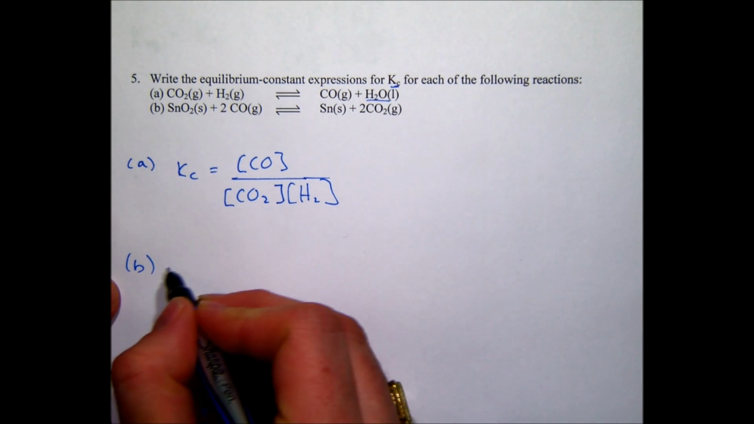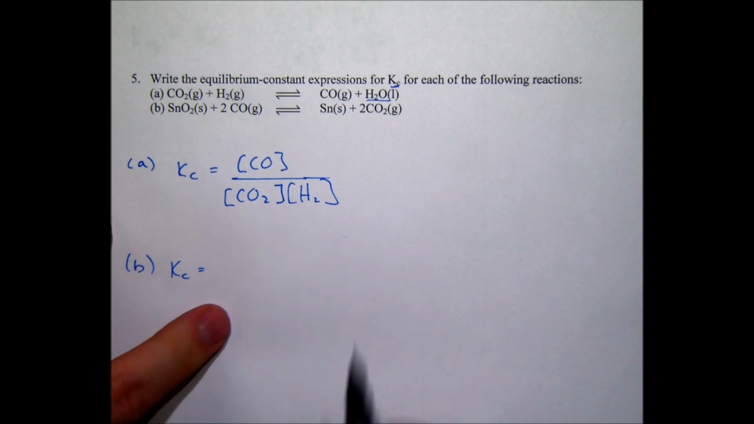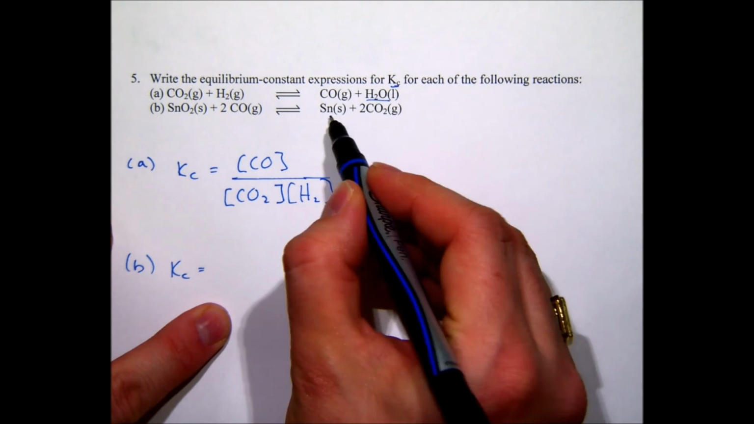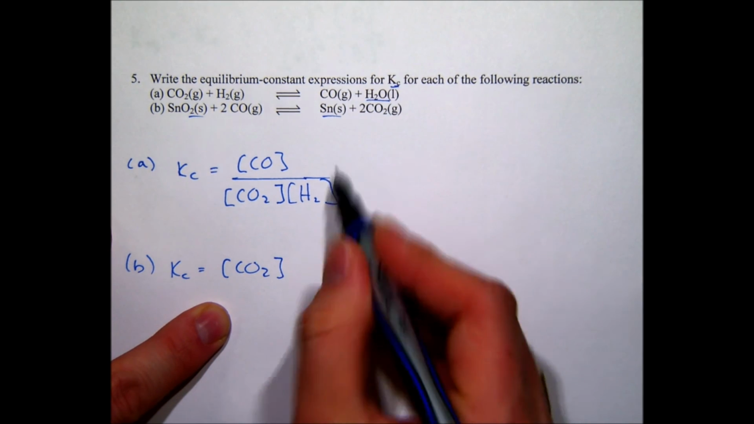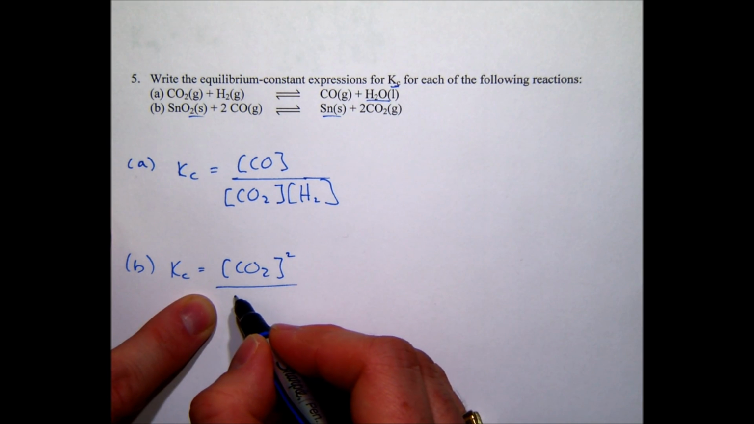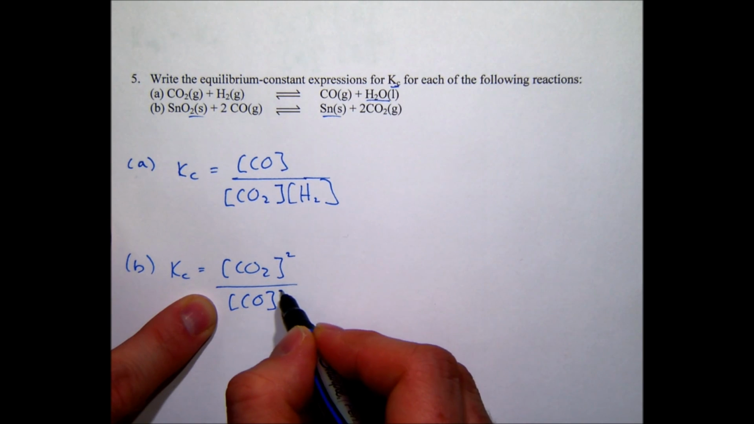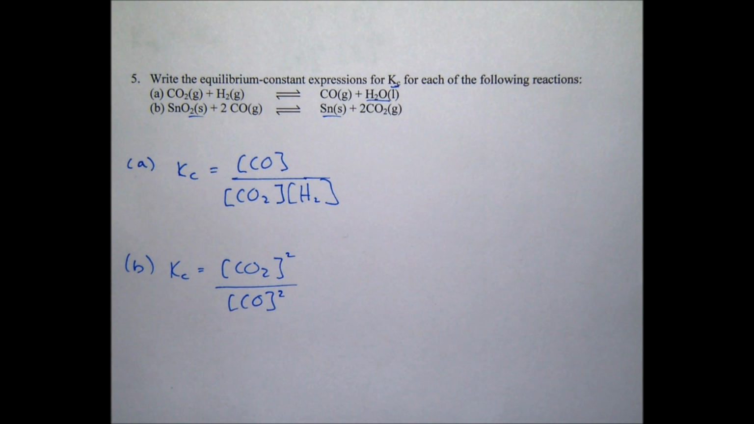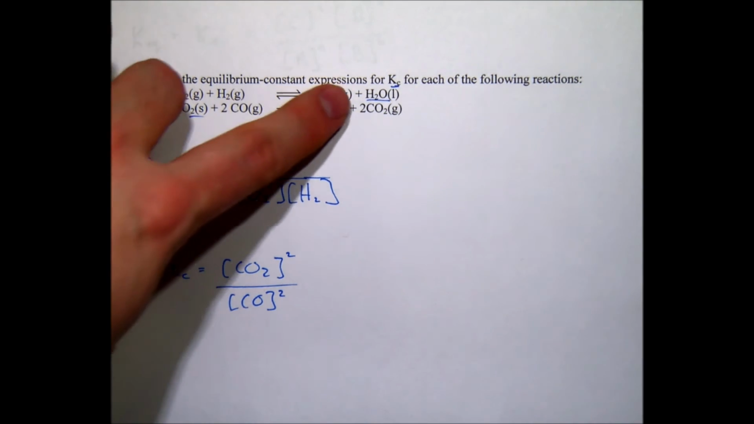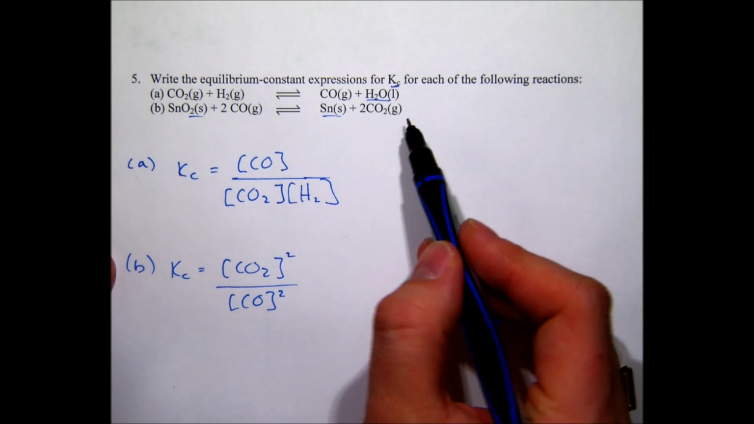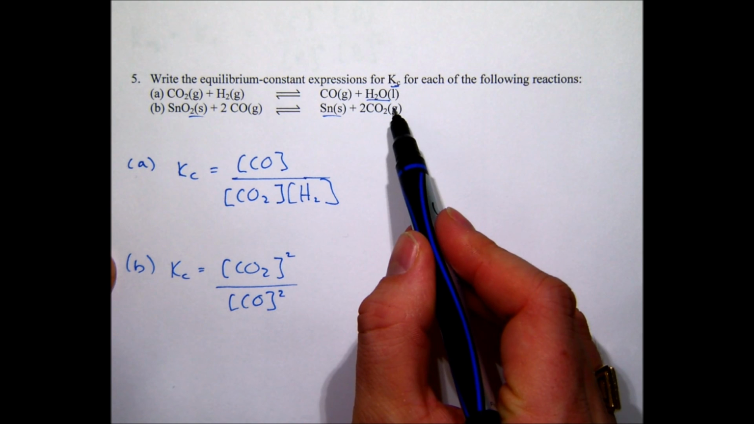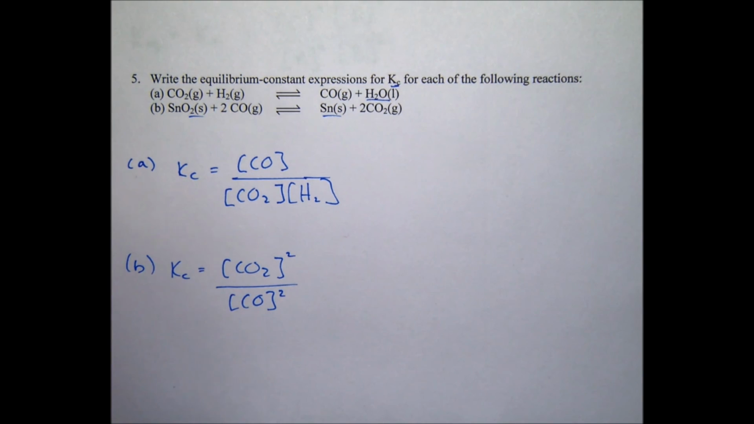For B, Kc is equal to, so I have a solid and I have a solid. So it's the concentration of CO2 raised to its coefficient over the concentration of CO raised to its coefficient. If, for example, you had all your reactants or all your products as a solid, you basically would have one. So in a situation where, let's say that this was dry ice, it was a solid, you basically would just have 1 over CO squared. And that's okay, that's fine.